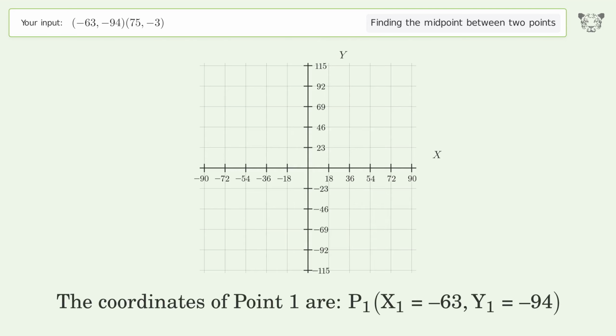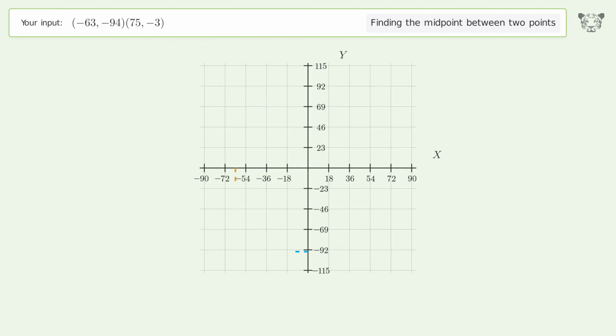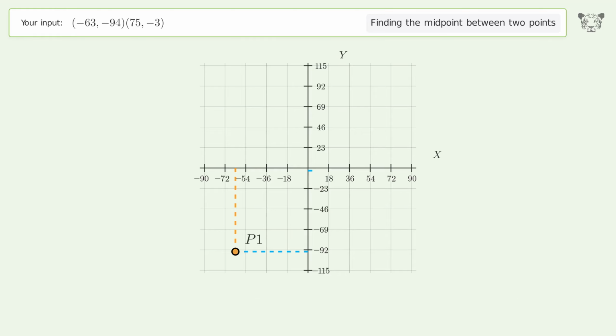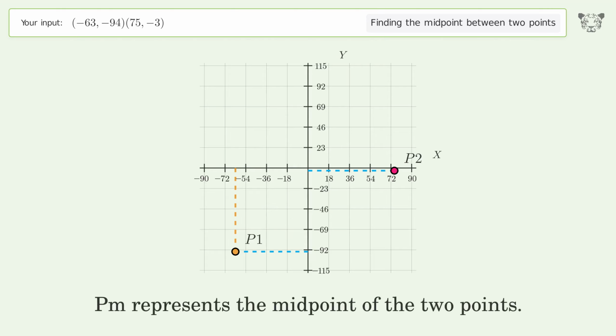The coordinates of point 1 are, x1 equals -63, y1 equals -94. The coordinates of point 2 are, x2 equals 75, y2 equals -3. PM represents the midpoint of the 2 points.